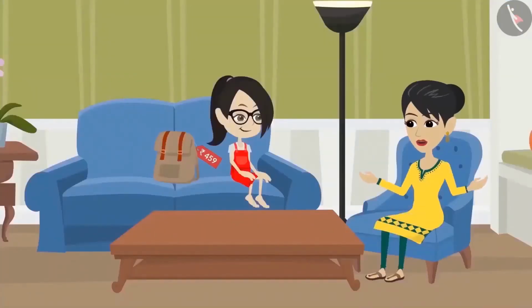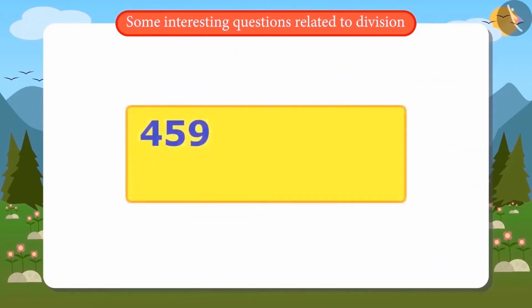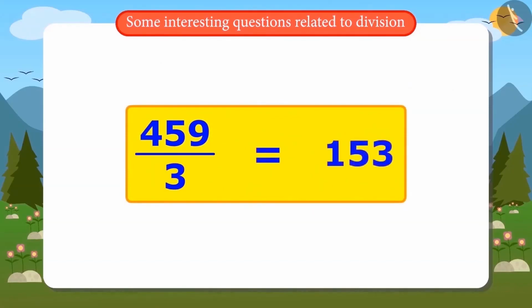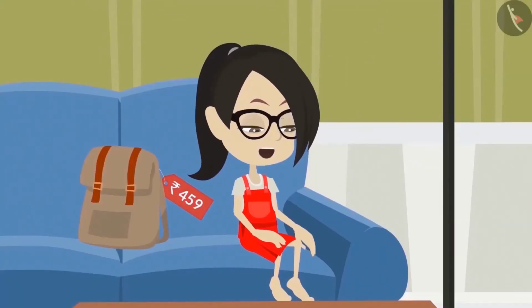Now look, there is no digit left to divide. So this means that the whole number is divided by 3. And the answer is 153. That means if we divide 459 into 3 equal parts, one part will have 153. "Yes. That means my old bag came for 153 rupees."